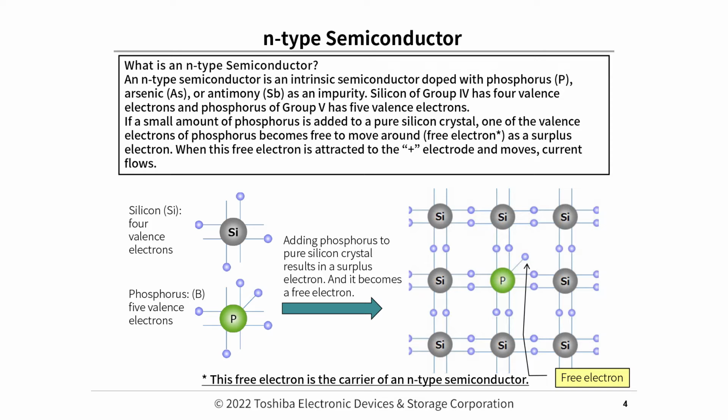If a small amount of phosphorus is added to a pure silicon crystal, one of the valence electrons of phosphorus becomes free to move around as a surplus electron. This is called a free electron. When this free electron is attracted to the plus electrode and moves, current flows.